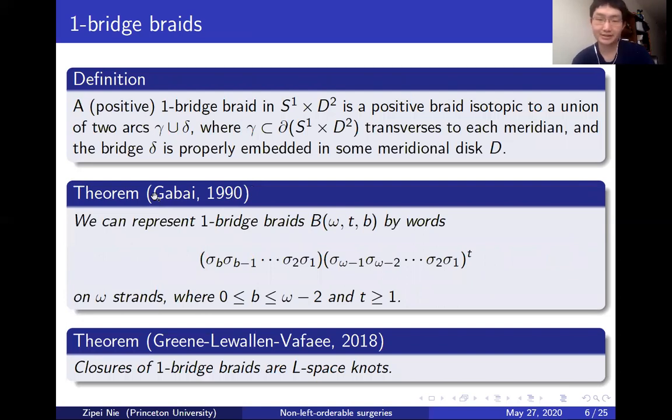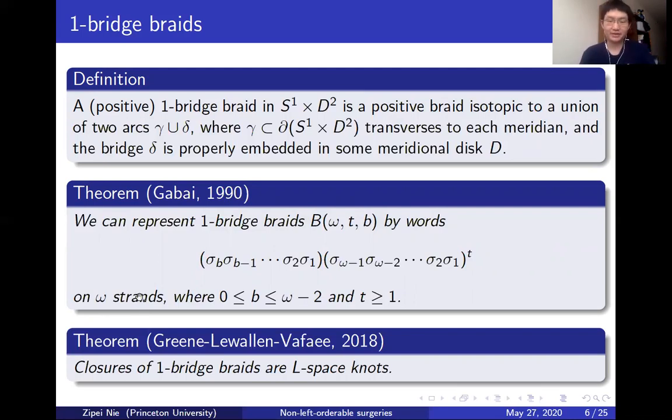A one-bridge braid is a positive braid that is isotopic to a union of an arc gamma and a bridge delta, where gamma transverses each meridian and delta is inside a meridional disk. A theorem of Gabai proves that for any one-bridge braid, we can represent it by 3 parameters omega, t and b in the following formula.